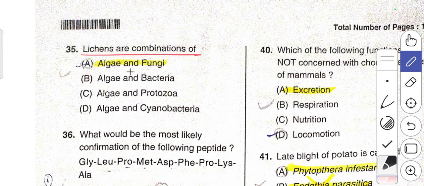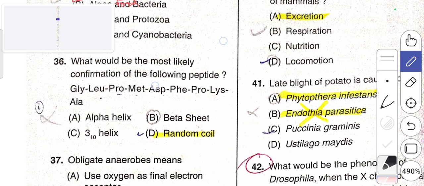Lichens are combinations of algae and fungi, and these lichens are considered as pollution indicators. The algae is dependent on fungi for shelter, whereas the fungi is dependent on algae for food. So this is a symbiotic association between algae and fungi. So A is the right answer.